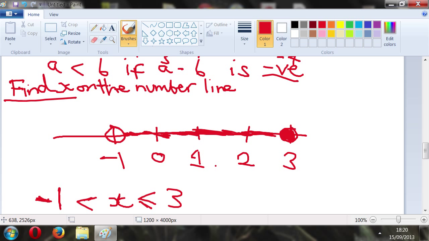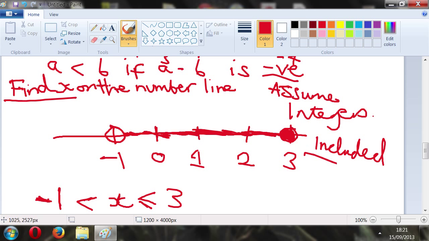In other words, just for the sake of it, we'll assume integers. If we could only have integers, it would only be 0, 1, 2, and 3. 3 is allowed, it's inclusive, included, and minus 1 is excluded. And that is what we talk about with inequalities.